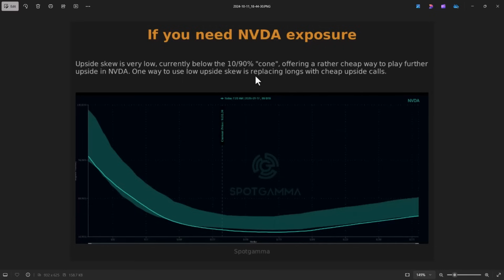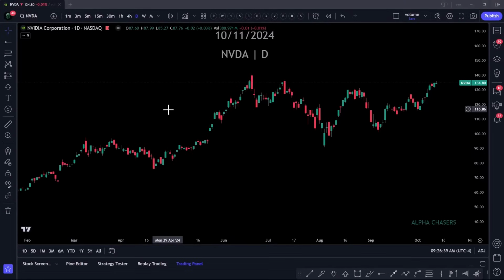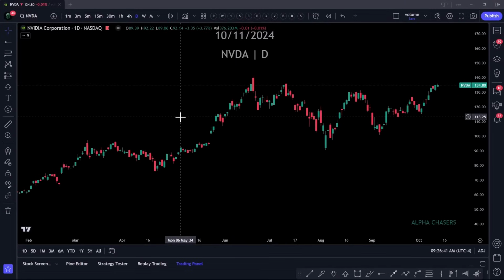And I have a ton of stock on as well. But it does make sense when you have something like this and the skew is so low to start looking at putting calls on, which then also puts some pressure on NVIDIA to go higher. I hope that makes sense. As always, comment below. I find your comments very helpful. It does tell me which way to go with things.